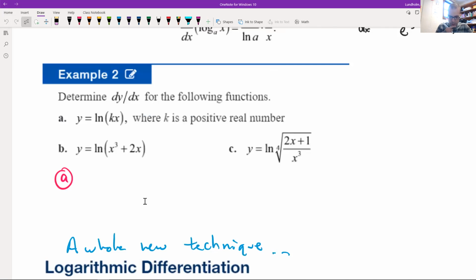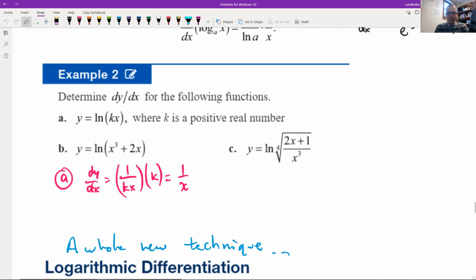For part A, if we're going to take the derivative dy dx, we could use the chain rule, where ln of x is the big function, k times x is the small function. So we would have 1 over kx for the derivative of the big function times the derivative of the small function, which is just k. But notice that here we would have k in the denominator and k in the numerator, so that we end up just getting 1 over x. And that might be surprising.